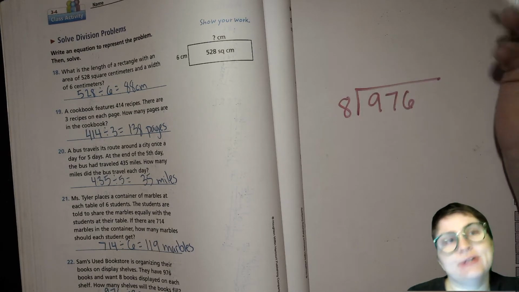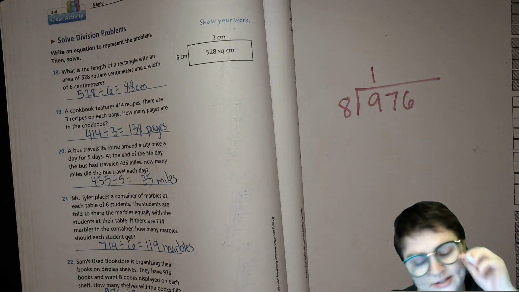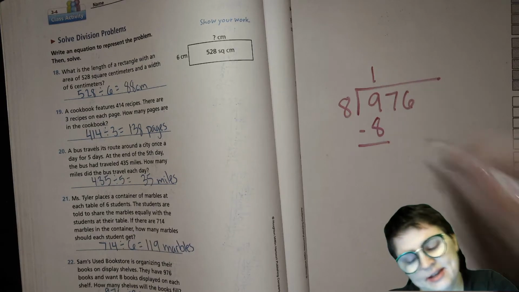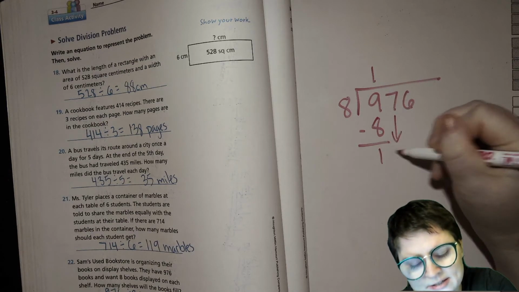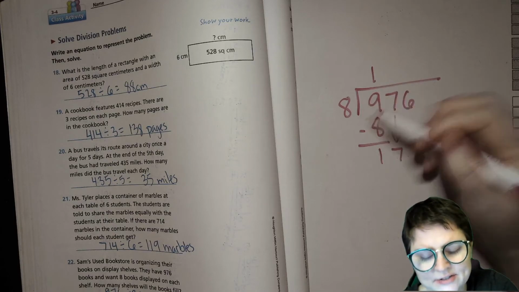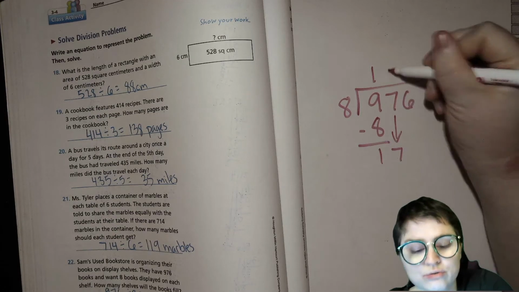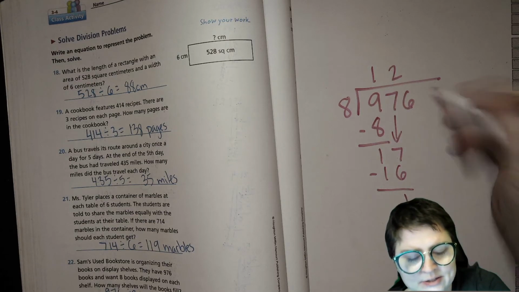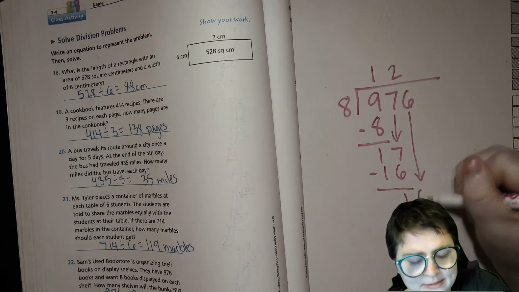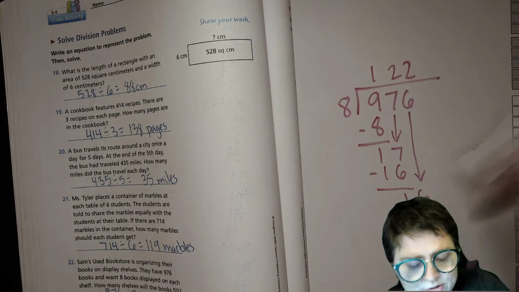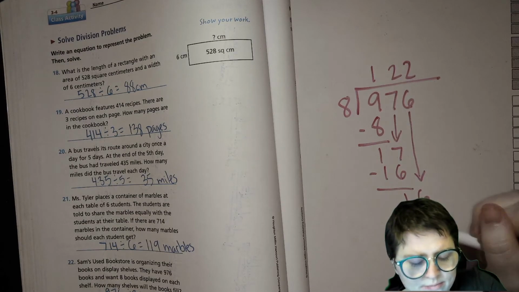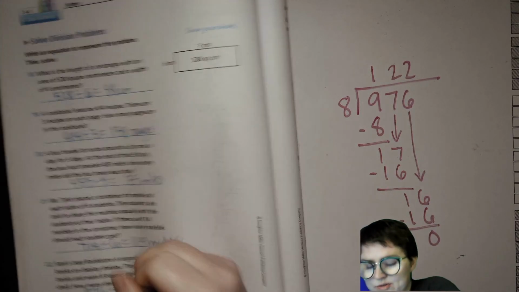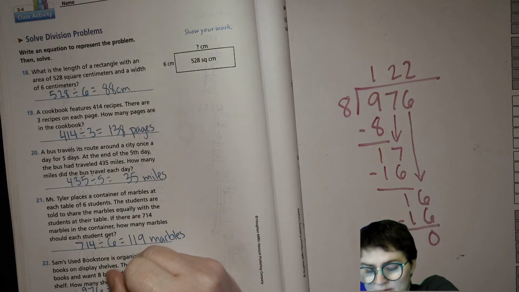All right, 8 can go into 9 one time. There's 1 8 inside of 9. Difference is 1. 17, bring down that 7. So 8 goes into 17 twice. That'll give us 16. Difference is 1. And then bada bing, bada boom, another 16. So it's another 2. Okay, so 122 shelves.